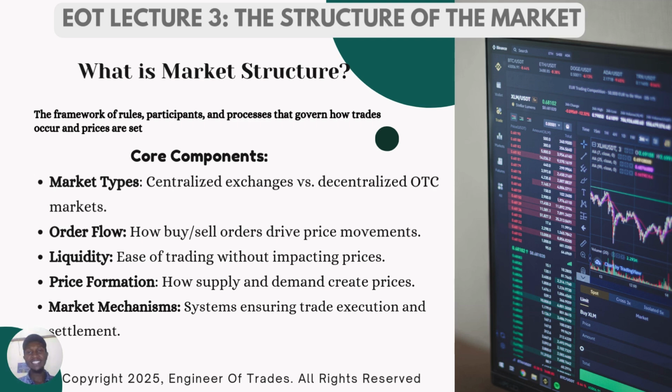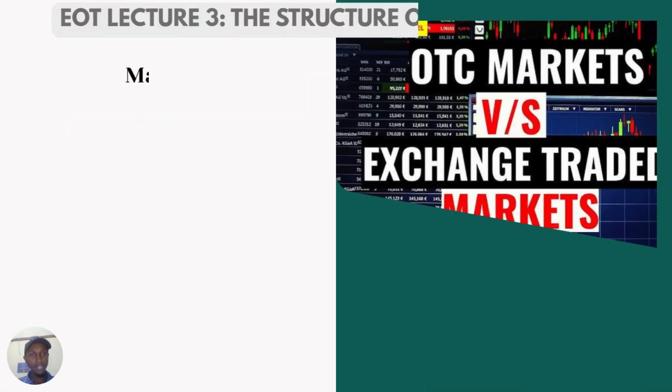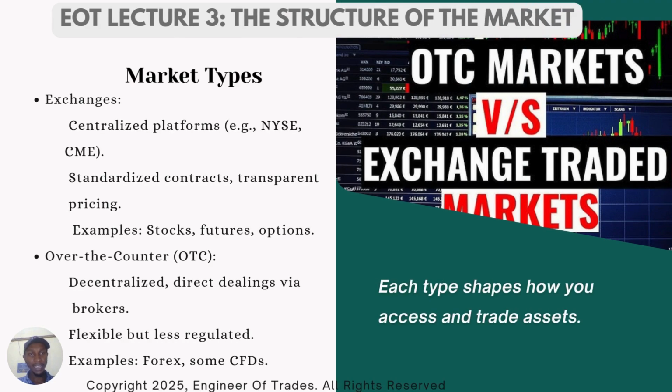Now, market structure is more of like a system. It's more of like a framework, okay? It's more of like a mechanism. And with this system, there are several movable parts, okay? There are things like rules, participants, and processes. All these things facilitate effective trading and proper price setting. Okay, so they are very important. So we move on now into looking at these core components.